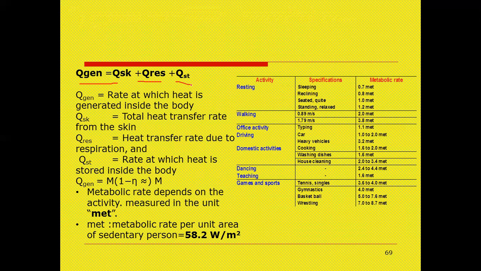Qst means stored, Qres means respiration, Qsk means skin heat transfer, and Qgen is equal to M times (1 minus efficiency). The metabolism rate depends upon the activity, measured in the unit met, and the metabolism rate per unit area of a sedentary person is equal to 58.2 W per meter square.